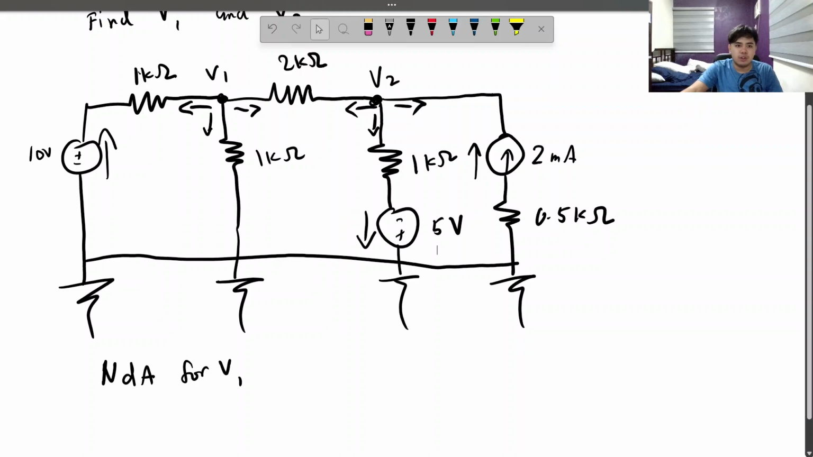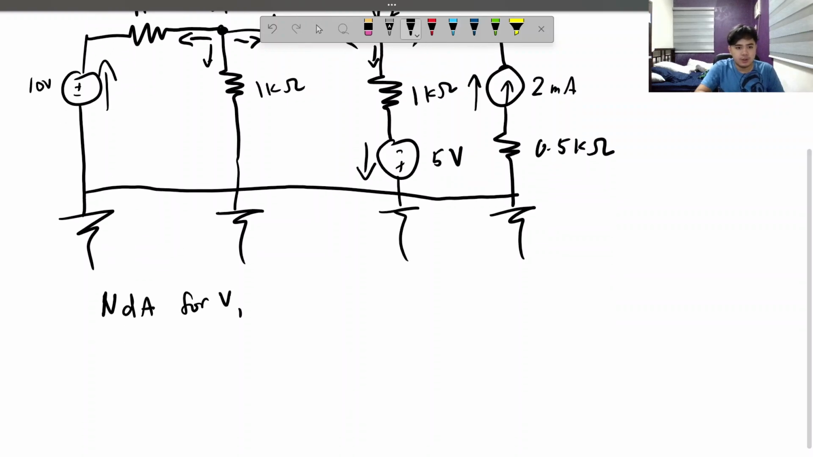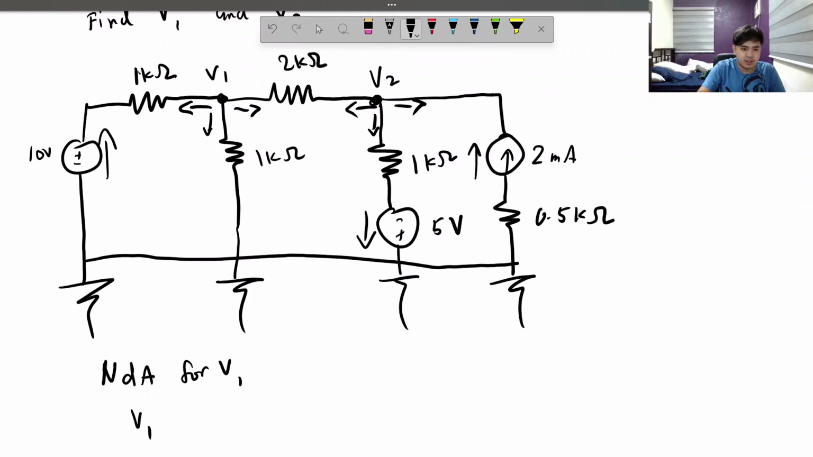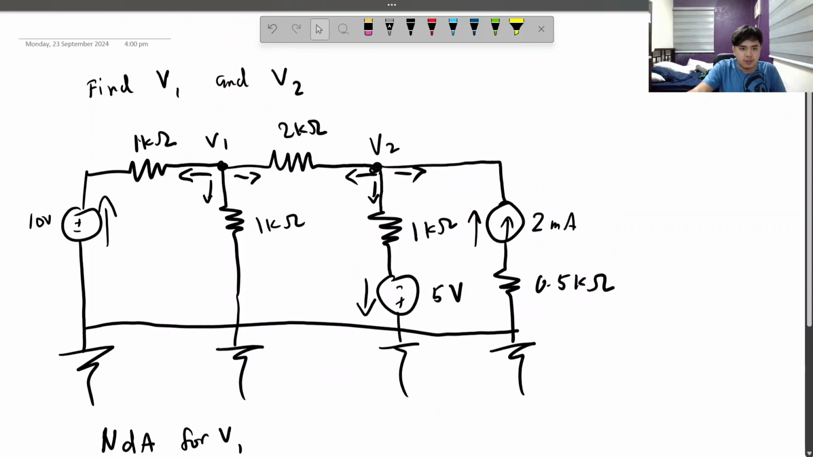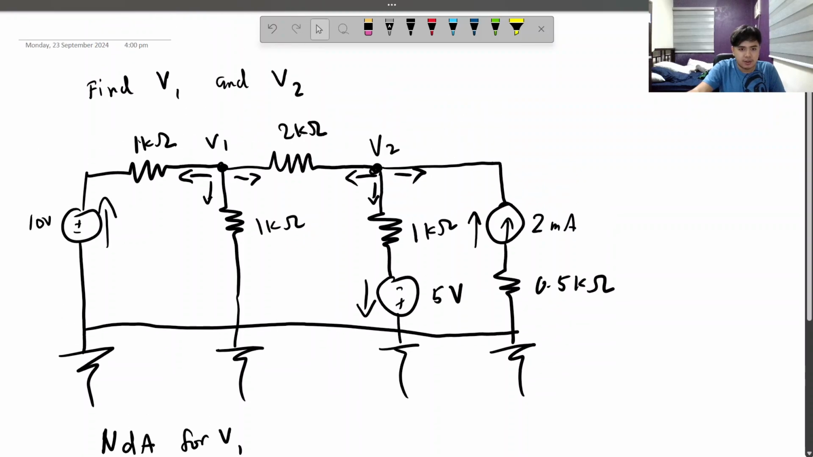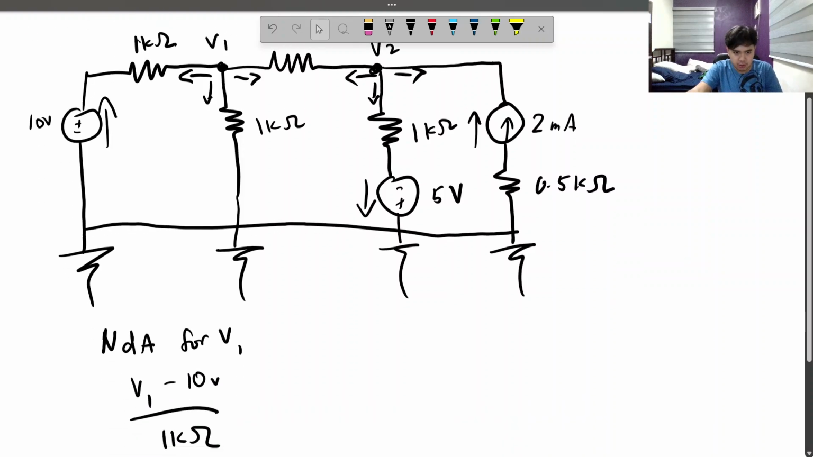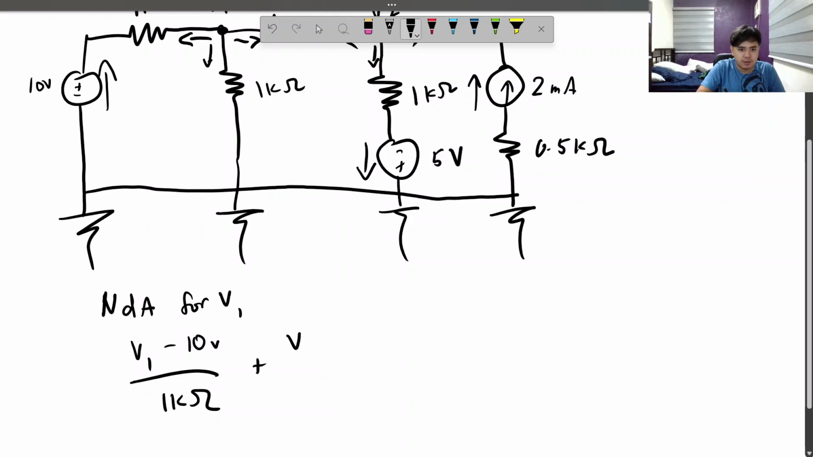So we know that there's voltage affecting the 1 kilo ohm resistor, and there's also 10 volts in here. So we need to have V1 minus 10 volts, since 10 volts goes in the opposite direction of V1, over 1 kilo ohm. For the second one, going down, we get 1 kilo ohm, and the only thing affecting it is V1. So it must be V1 over 1 kilo ohm.